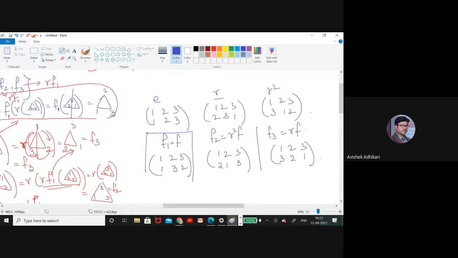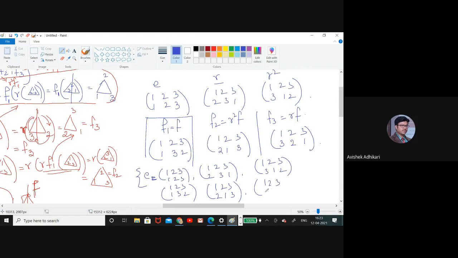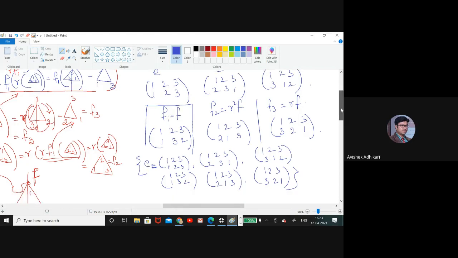Okay, so now you can see that all the 6 elements are being encoded by other symbols like this. So I just make this as a collection: E is 1 2 3 over 1 2 3, then 1 2 3 over 2 3 1, 1 2 3 over 3 1 2, then 1 2 3 over 1 3 2, 1 2 3 over 2 1 3, and then 1 2 3 over 3 2 1. So the same thing, but in different notations, right?